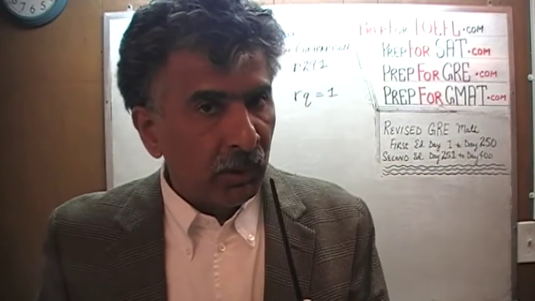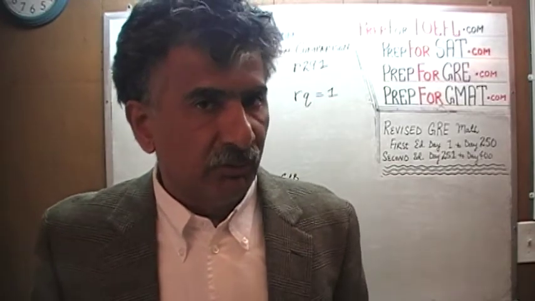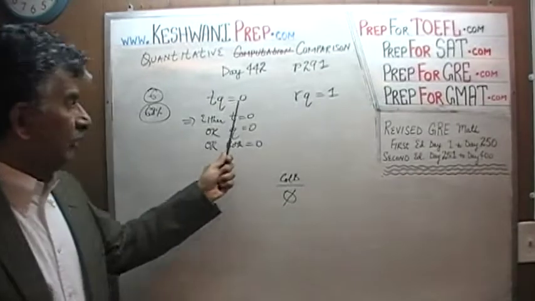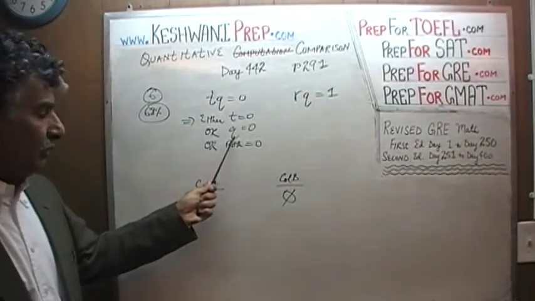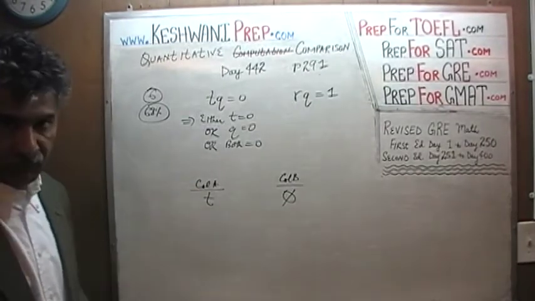But the minimum requirement is that at least one of those quantities has to be 0. Here, T times Q is equal to 0, which means either T is equal to 0, or Q is equal to 0, or they are both equal to 0.